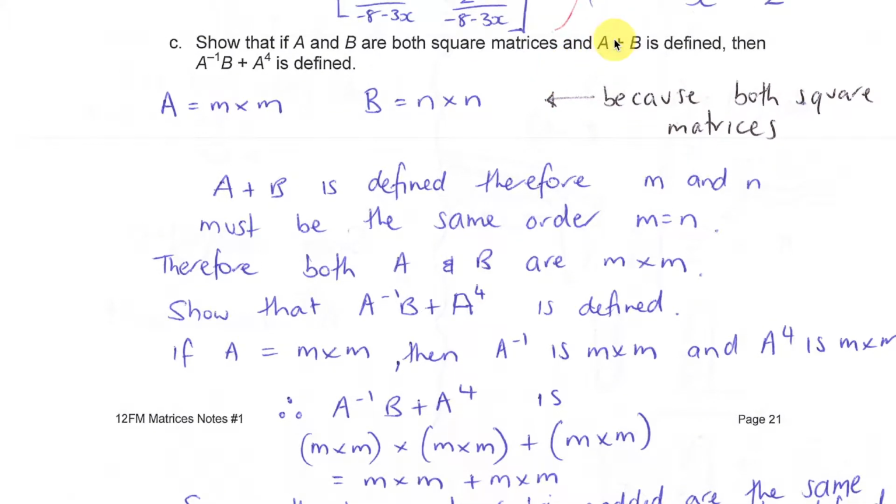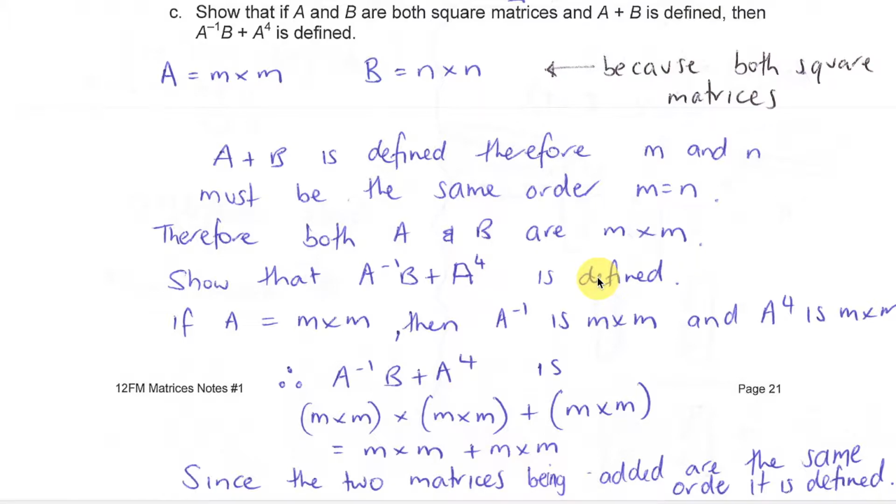Second bit of information, A plus B is defined. In order for us to add matrices together or subtract matrices, they need to be exactly the same dimension. So the dimension of matrix A must equal the dimensions of matrix B. So A plus B is defined, therefore m and n must be of the same order. That is, m is equal to n. So let's go with that, we'll use m's instead of n's. So we now know that matrix A is an m by m matrix and matrix B is an m by m matrix.